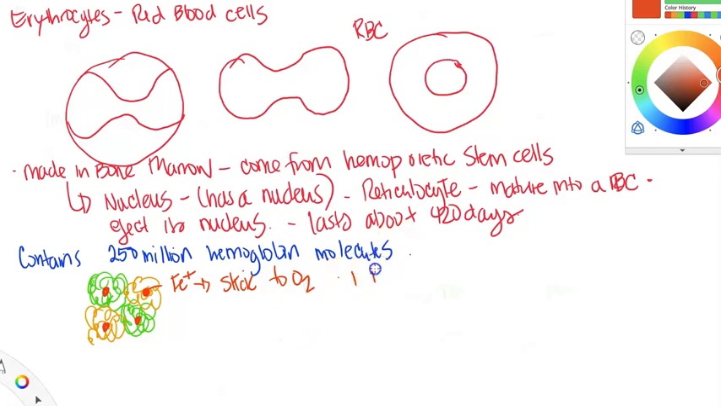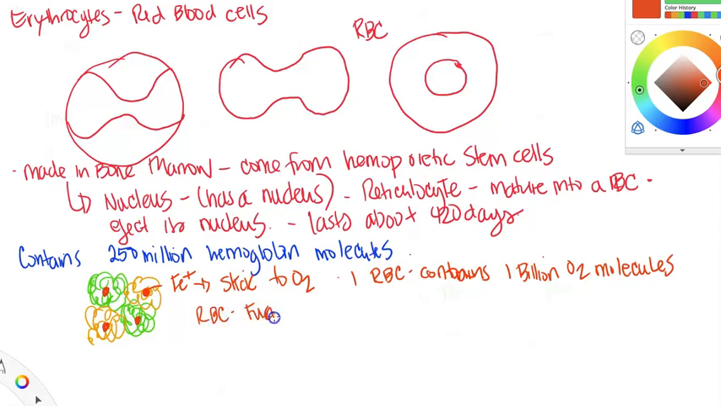One red blood cell contains 1 billion oxygen molecules, because oxygen will link to each of these iron ions on each of these hemoglobin molecules. So if there's 250 million and you've got 4 on each one, then you've got 1 billion oxygen molecules in one red blood cell.